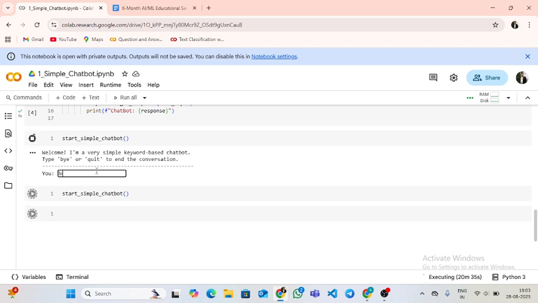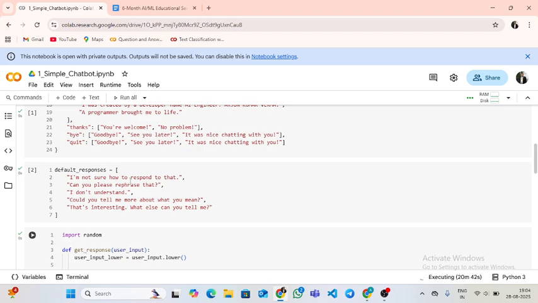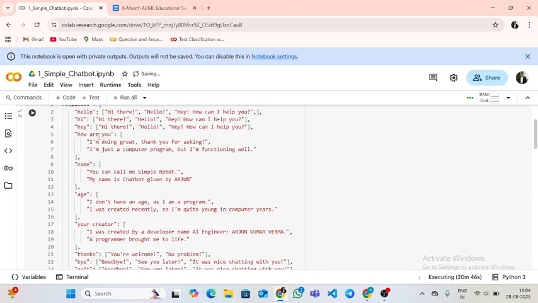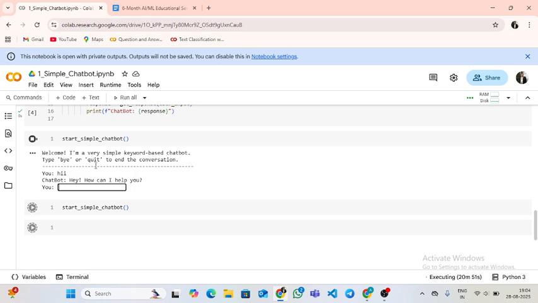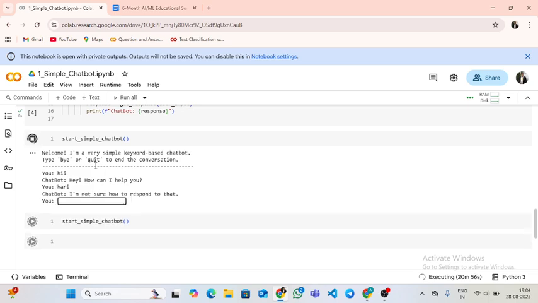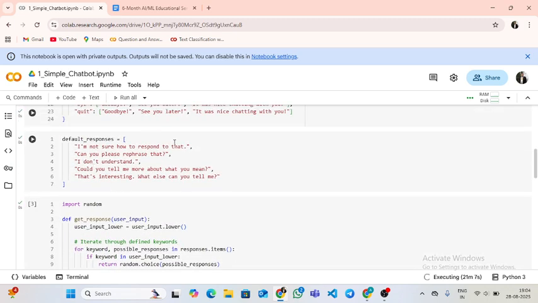If I ask hi, it responds hi, how can I help you, as I showed you here. So this is the thing, and you can also type something outside the responses, the default responses, which we have not mentioned in responses. Then it says, I am not sure how to respond to that. So out of these five sentences, any one can be the response. So this was the simple chatbot from me.